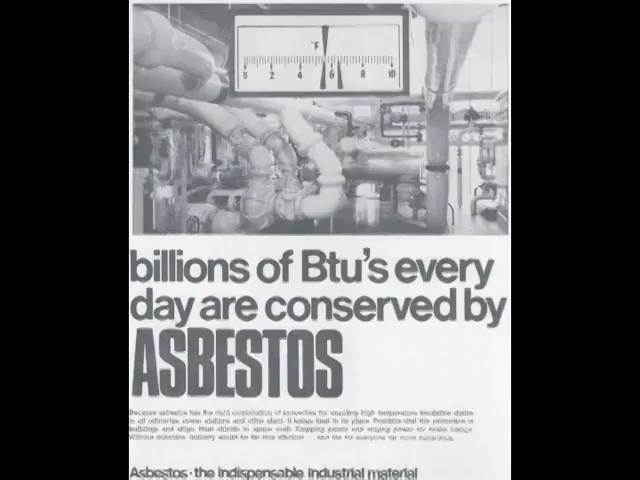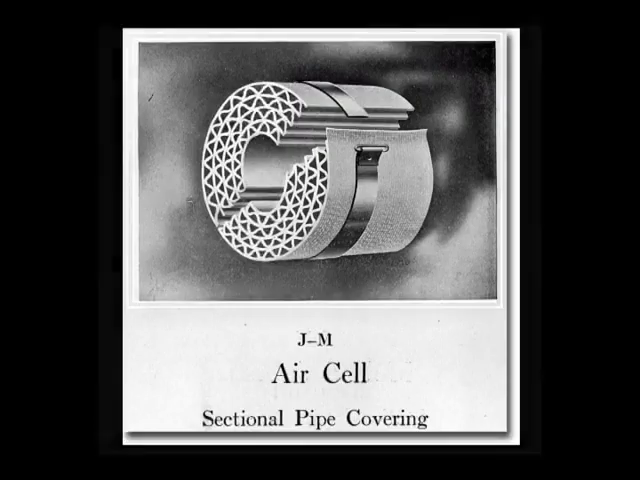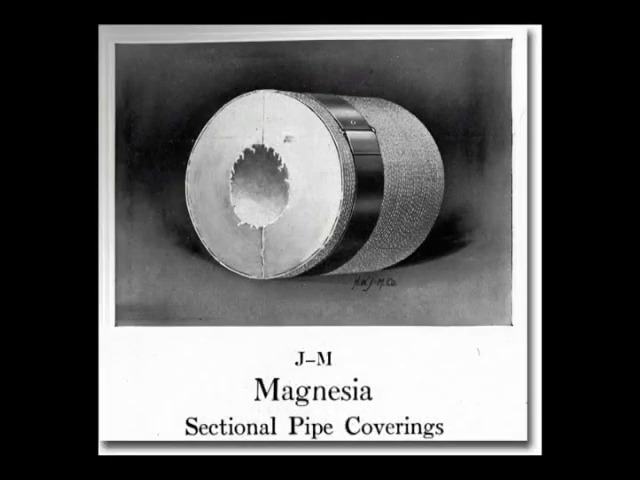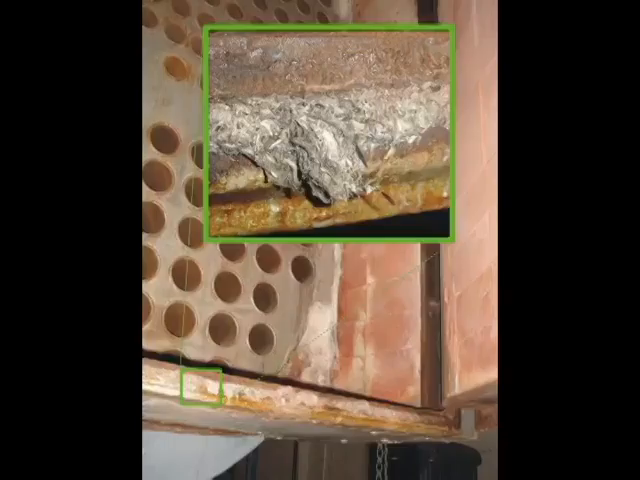Asbestos is primarily known for its insulating properties and was heavily marketed. Different forms of pipe insulation are not uncommon in older buildings, such as air cell, preformed mag, thermal system insulation, or fire felts. Asbestos can be found in many boiler components such as refractory brick, mortar, door gaskets, seals, mag block, and lag cloth.